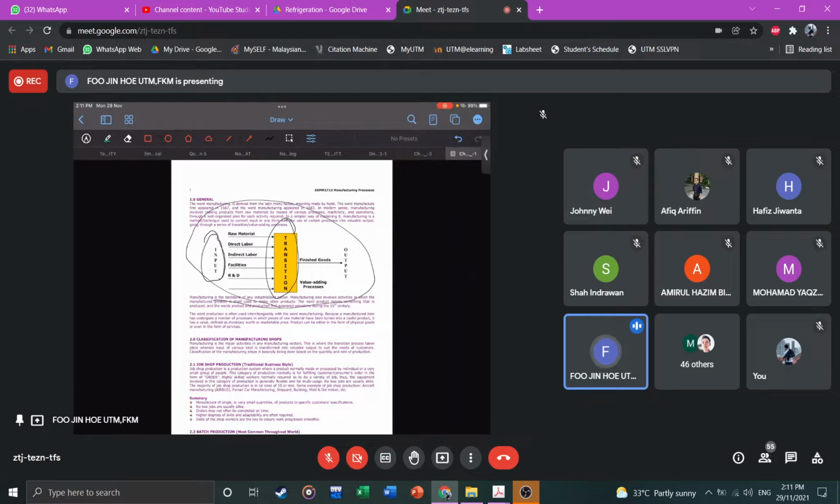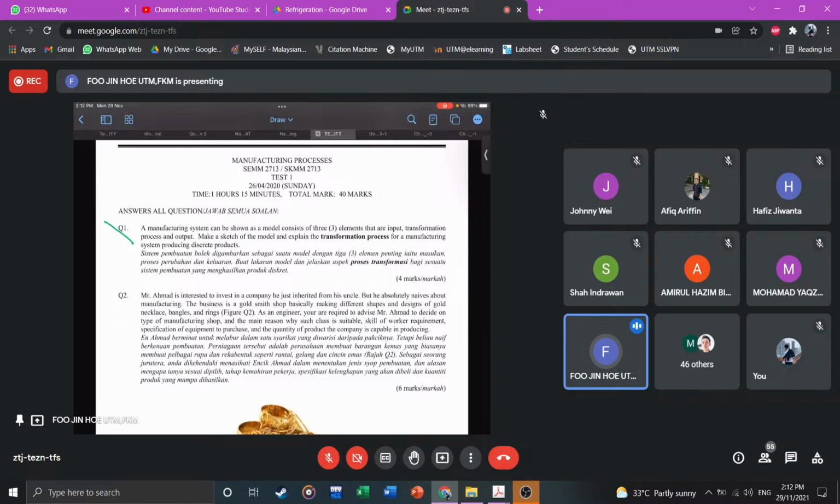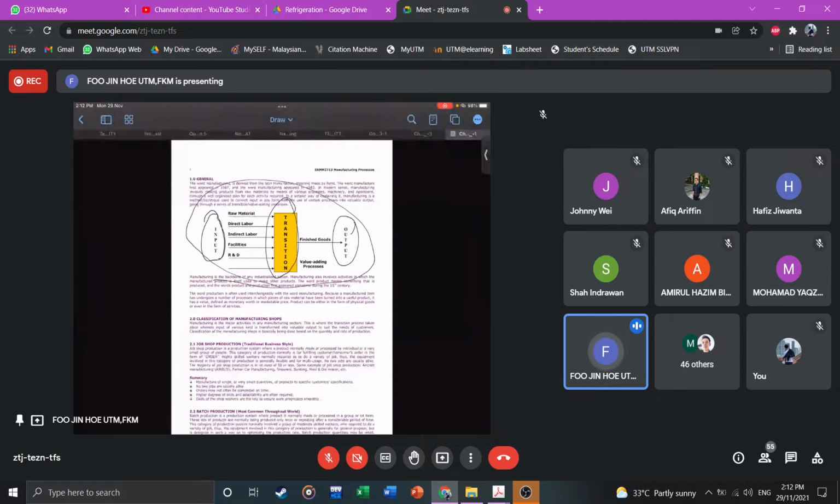So in this question, they ask you, of the three elements, to make a sketch of the model. So you have to draw that drawing. In the end, what else is required? You are required to explain the transformation process, 4 marks. So you just have to do as I told you previously. The process goes through a transformation process, whereby you have the raw material, the involvement of the direct labor, indirect labor, the facilities, R&D, and so on and so forth.